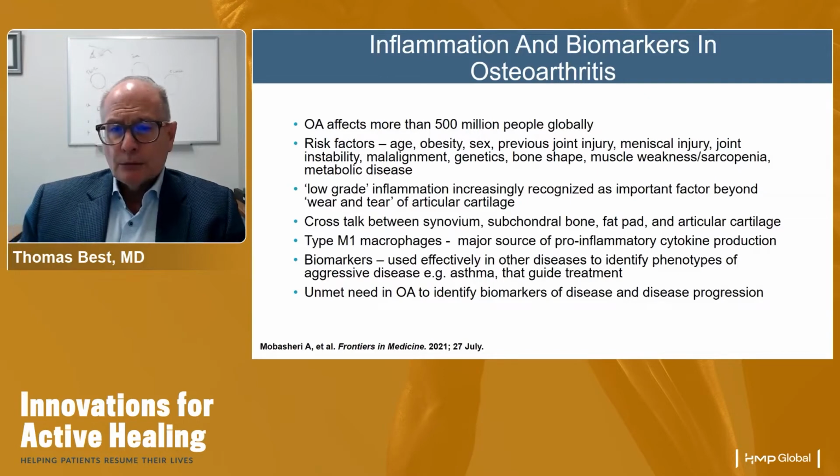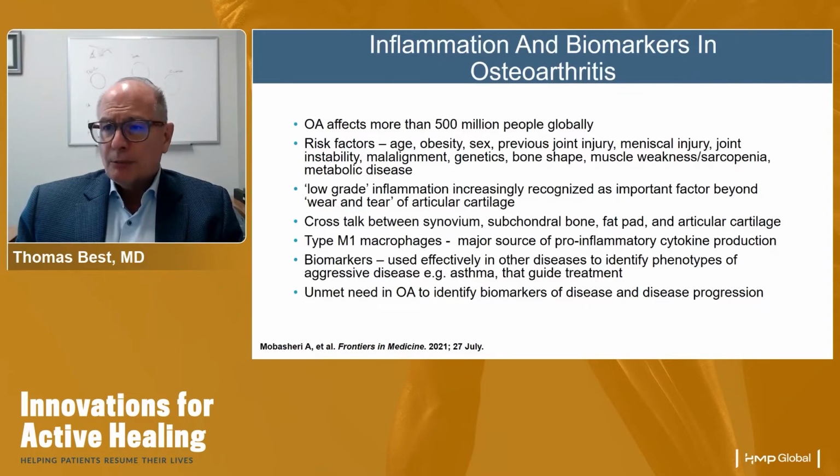As I mentioned earlier, low-grade inflammation is increasingly recognized as an important factor beyond the simple way we learned of articular cartilage wear and tear. Importantly, and again, this is some work coming out of our laboratory right now, shows that there really is crosstalk and interaction between the synovium, the subchondral bone, the infrapatellar fat pad, and articular cartilage. I mentioned earlier the macrophages, specifically these M1 macrophages that appear to generate a pro-inflammatory cytokine production and low-grade inflammation within the joint.